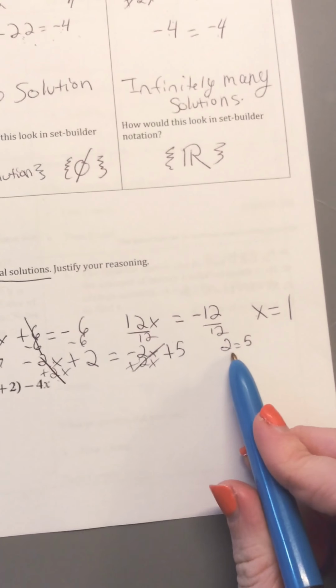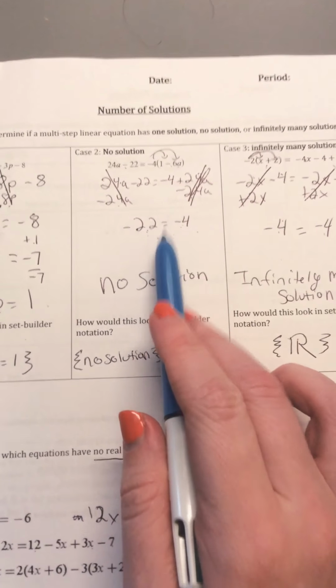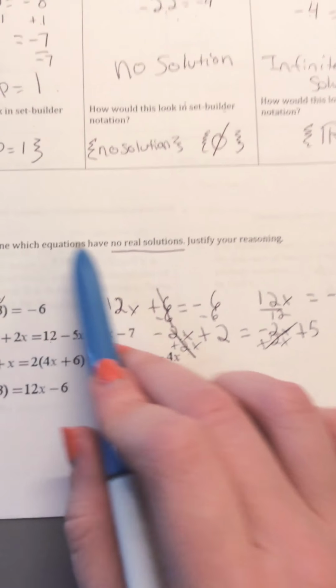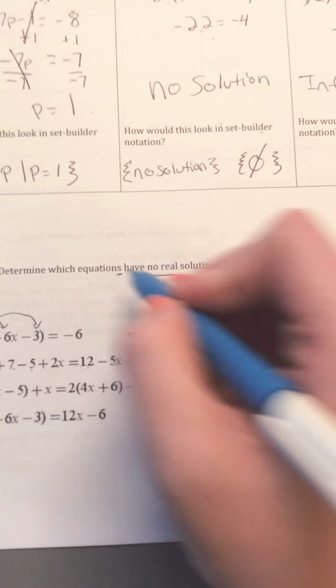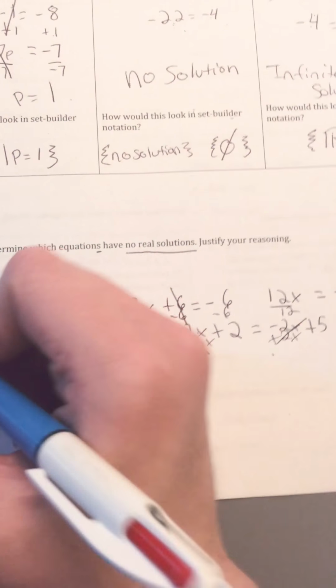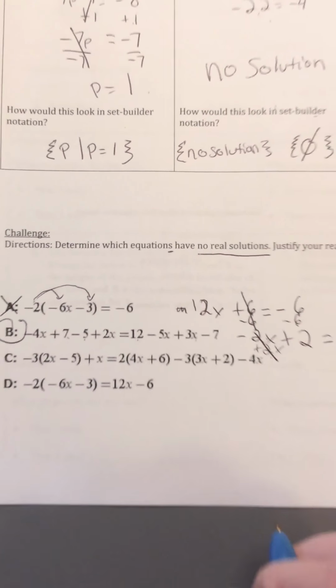That is not a true statement. So let's see. True. There's my not true. And that means no solution. They are asking which equations have no real solutions. This S means there might be more than one answer, but I just definitely found one of them. So now let's look at C.